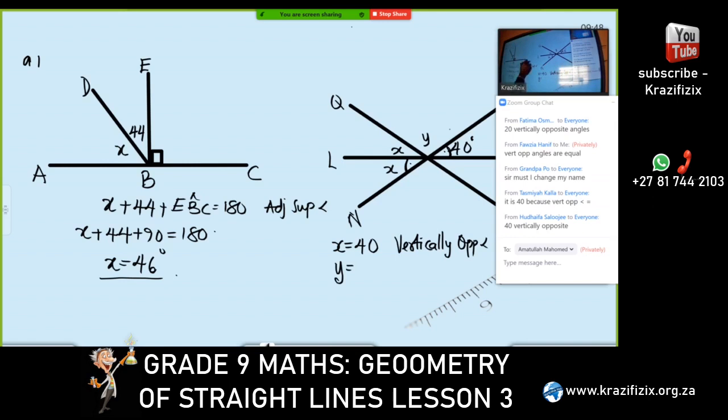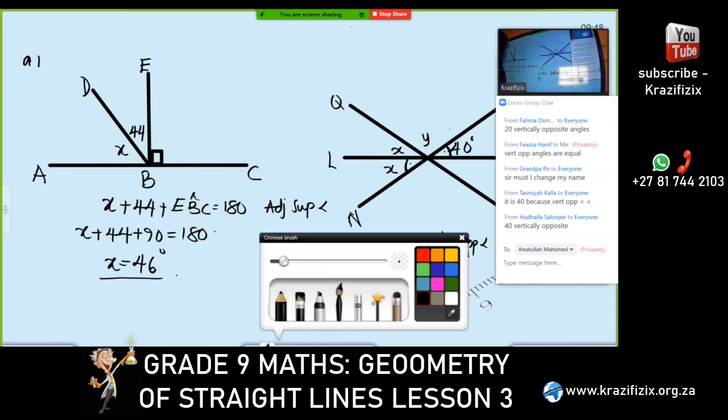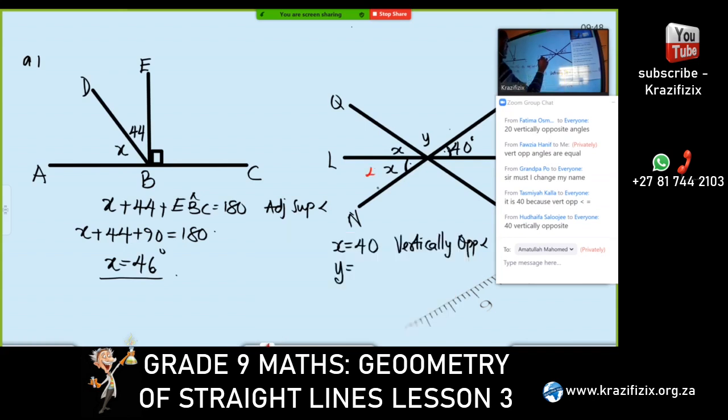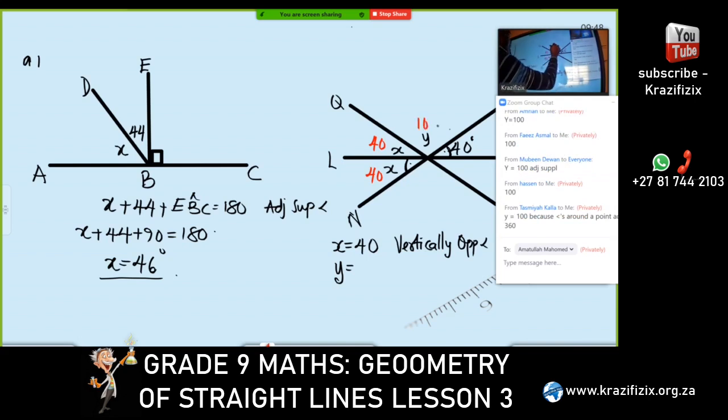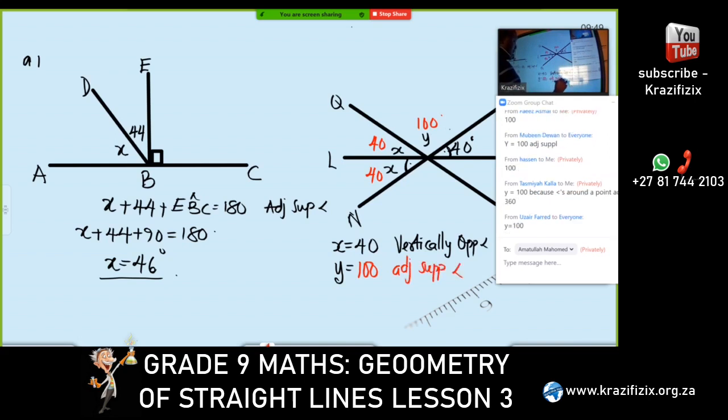And what is our y going to be? So already we know this as 40. Let me use a red here. 40. This one also is 40. What therefore is your y going to be? Y would be 100, right? Good. And what's your reason? Adjacent supplementary angles. Beautiful. We okay? Thank you, guys. I love the response this morning.